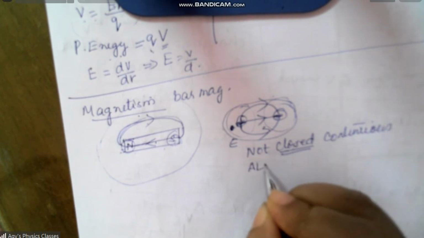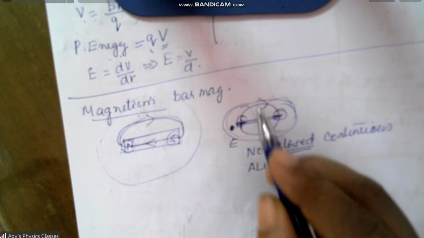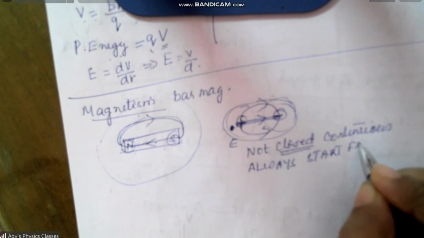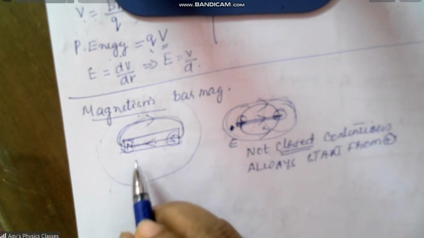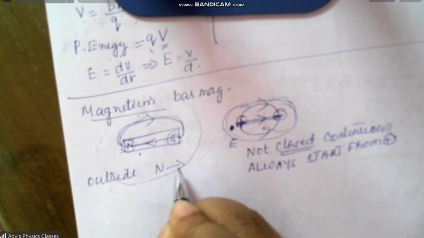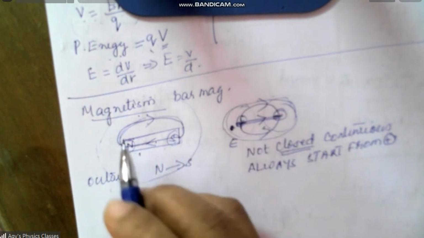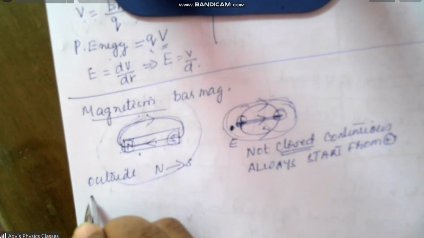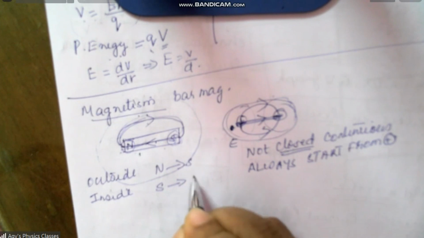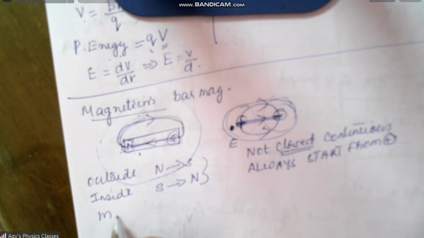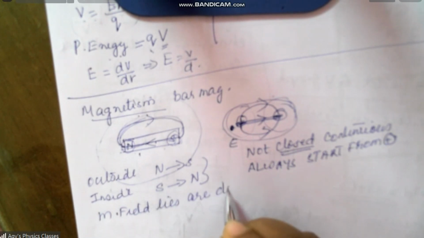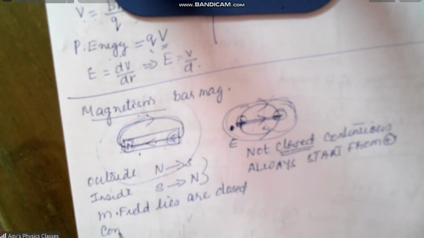Electric field lines, whether between the charges or outside, always start from positive. But here there is a difference. Outside the magnet, it is from north to south. What is from north to south? The direction of the magnetic field. While inside the magnet, it is from south to north. Why? Because magnetic field lines are closed and continuous.